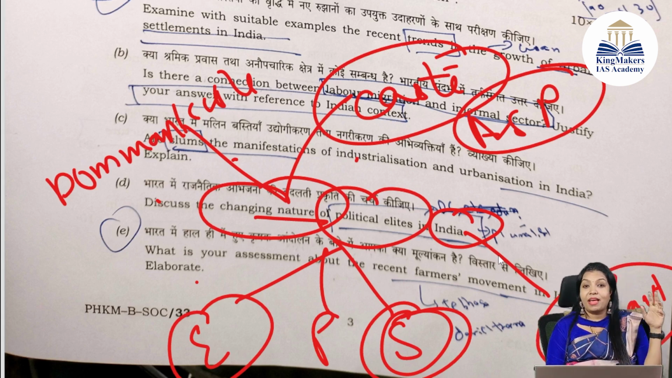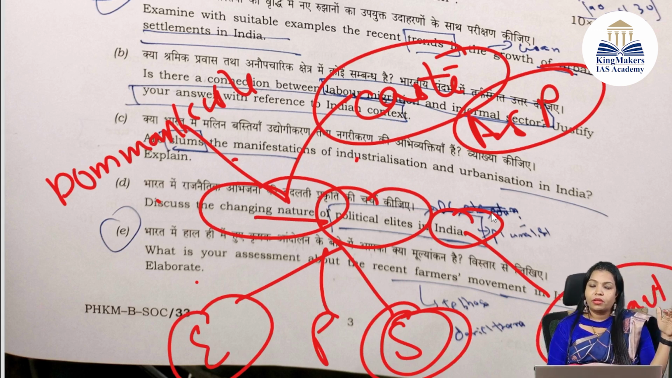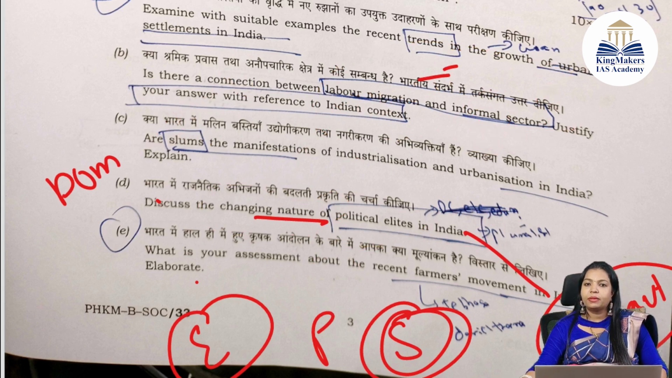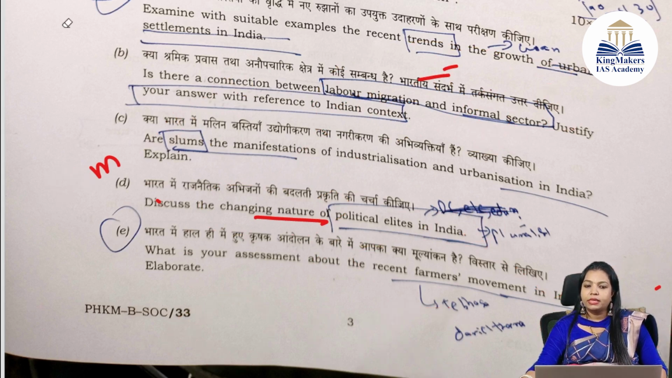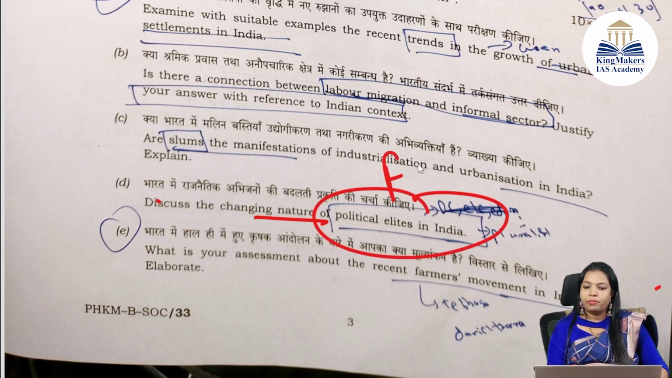For example, we have Kejriwal, the former CM of Delhi. Okay, so like that you have to write. When asked about political elites, again from politics and society, elites, lions and foxes, you can add here and make it sociological.